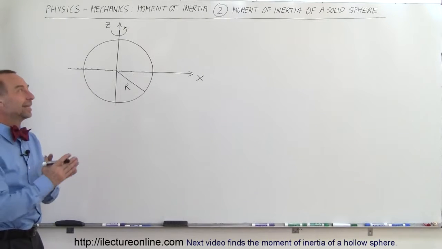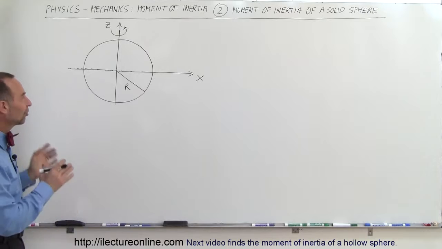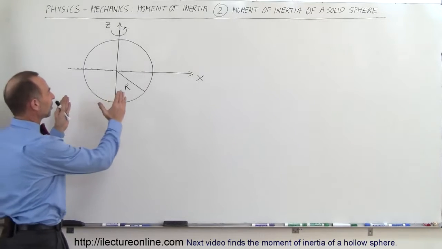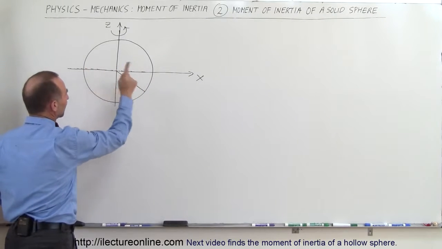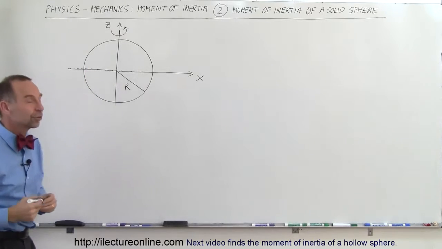Welcome to Lecture Online. In this example we're going to show you how to find the moment of inertia of a solid sphere. Here we have a solid sphere of radius r, rotating about its center of mass, and we're trying to determine the moment of inertia.